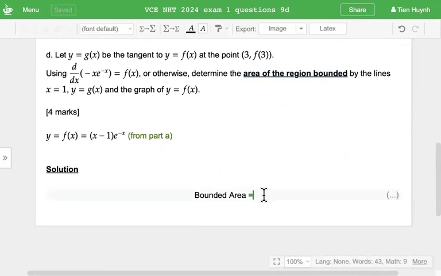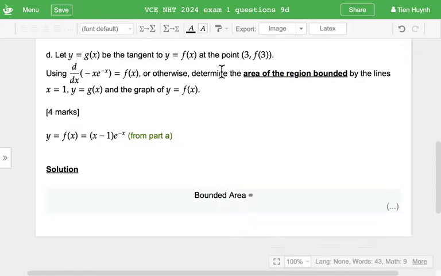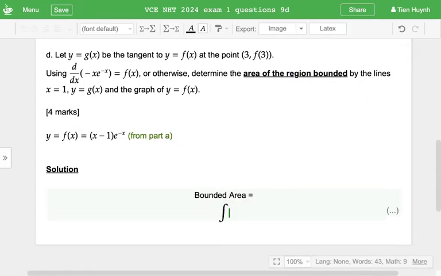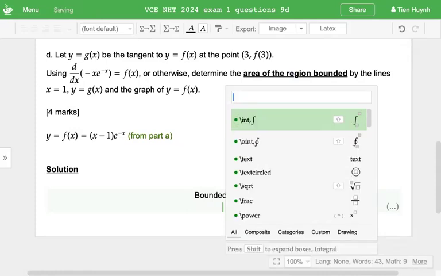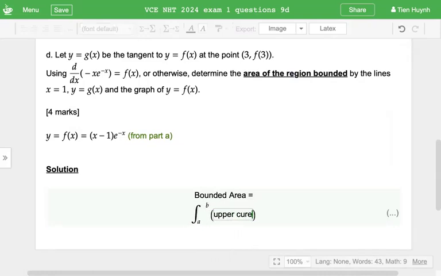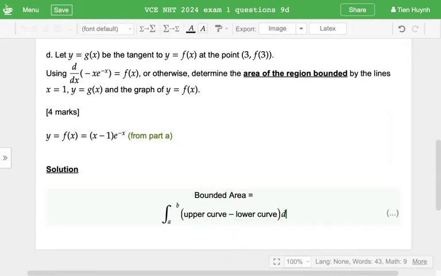So in general, the area of the bounded region will be the definite integral from the lower bound, that is a, to the upper bound, that will be b, of, now this is important, a bracket and inside the bracket it will be the upper curve minus the lower curve, dx. I hope it makes sense.